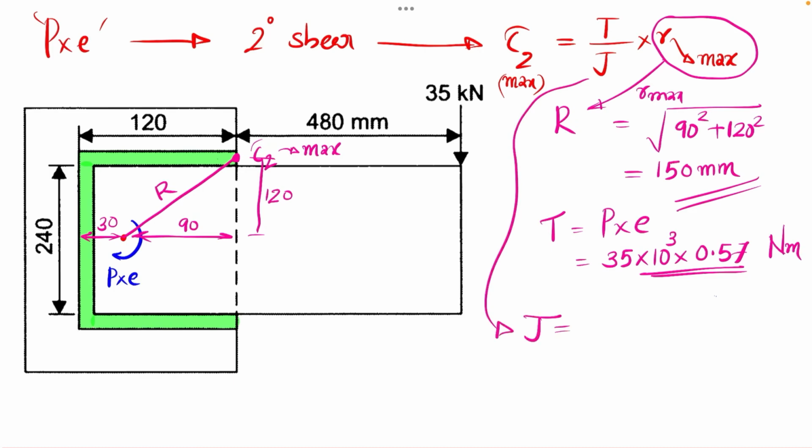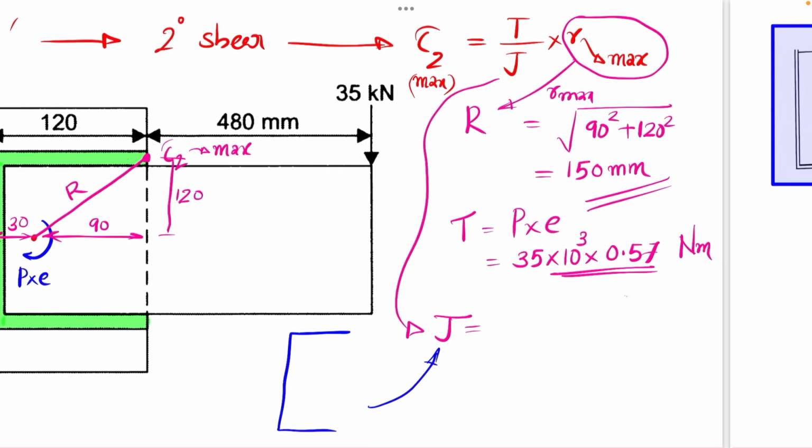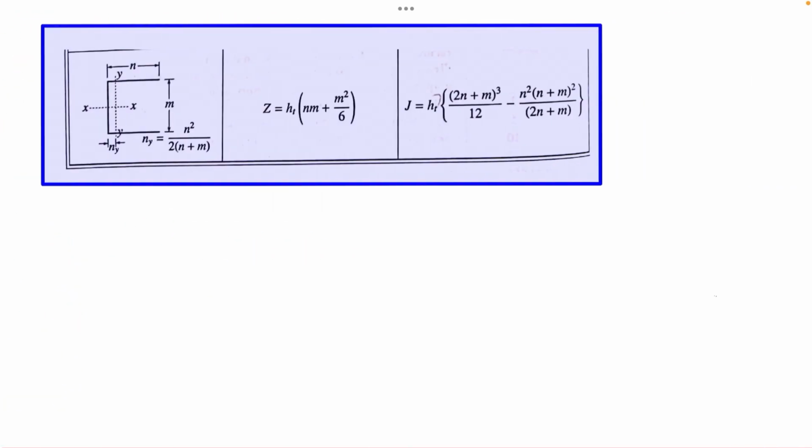Next is the J, which is the polar moment of inertia of this weld section. We are having the weld section in this shape, and for this weld section we need to find the value of this polar moment of inertia, for which we will be making use of the equation from the data book. We have already seen the required figure, and from this one we will be getting the value of J or the polar moment of inertia.